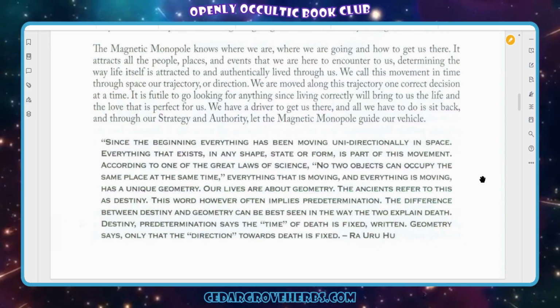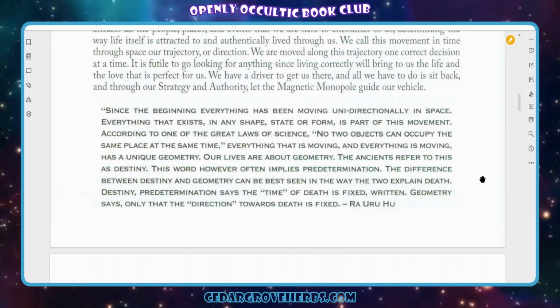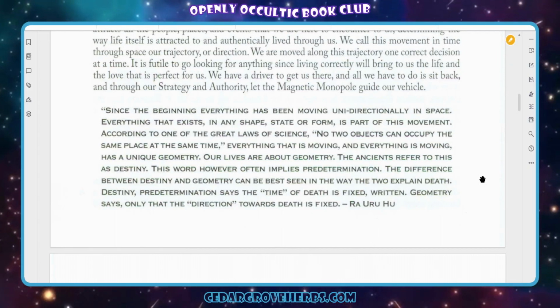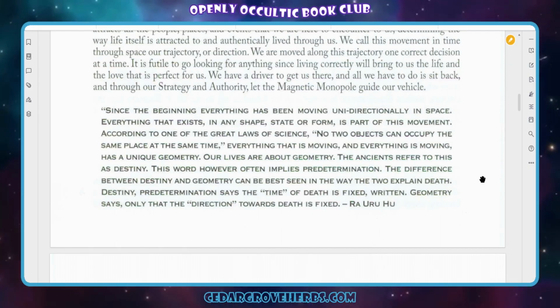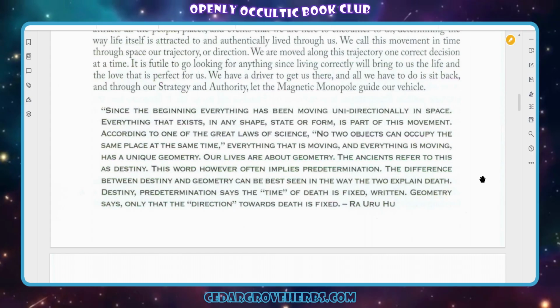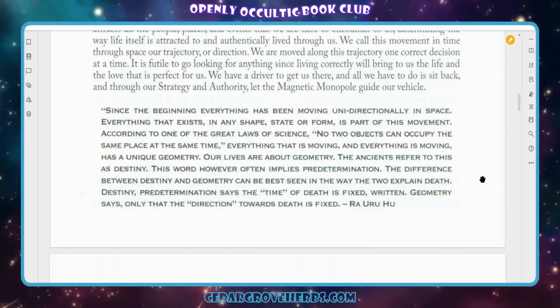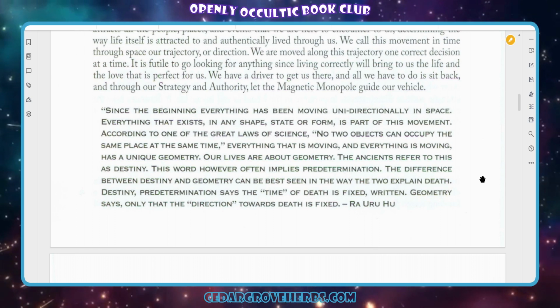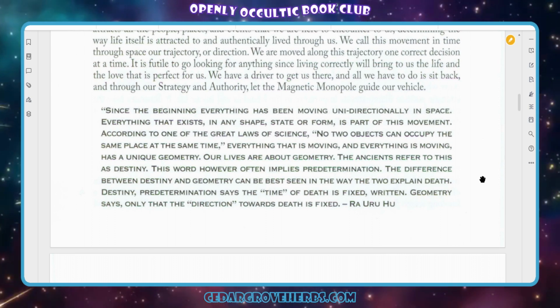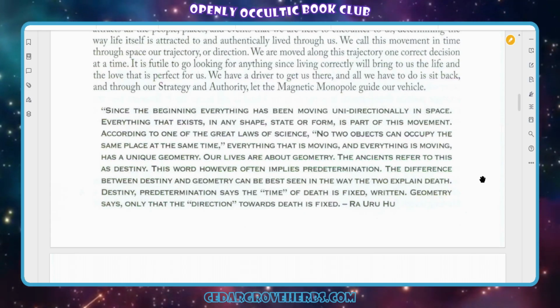Since the beginning, everything has been moving unidirectionally in space. Everything that exists in any shape, state, or form is part of this movement. According to one of the great laws of science, no two objects can occupy the same space at the same time. Everything that is moving, and everything is moving, has a unique geometry. Our lives are about geometry.